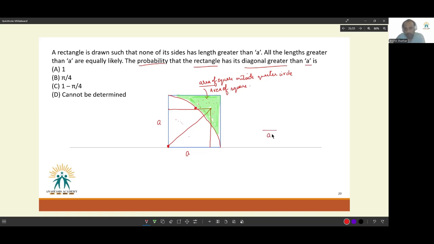Area of the square is very simple. It is A square. Area of the square outside the quarter circle is A square minus, this is the radius of A, so pi A square by 4. We can remove A square from everywhere. We'll get 1 minus pi by 4. So the correct answer to this question is option C.